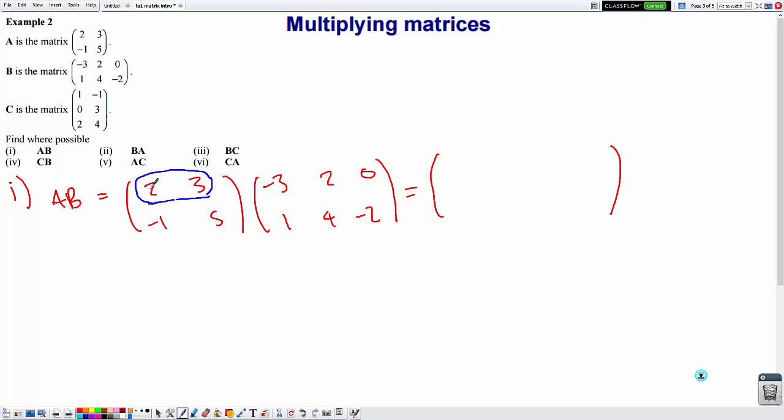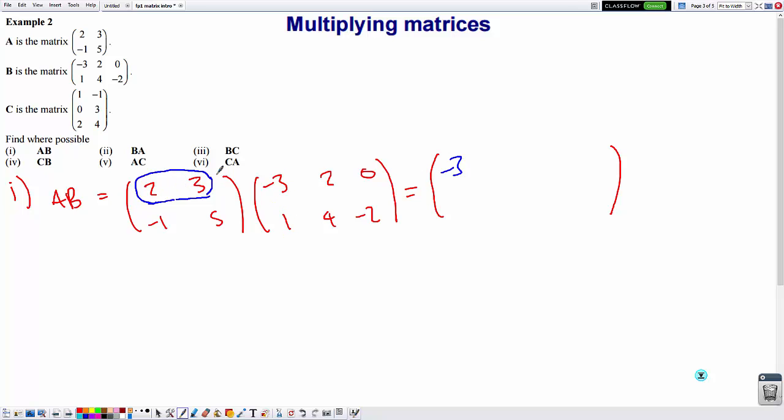So let's do it. So 2, so imagine just picking this up and putting that there. So it's going to be 2 times minus 3 plus 3 times 1. So I multiply this times this and this times this. Then I add what I get. So it's 2 times minus 3 is minus 6 plus 3 times 1, which is just 3. So it's minus 6 plus 3, which is minus 3. So I've put that number there. Now I'm done with this column, with this row.